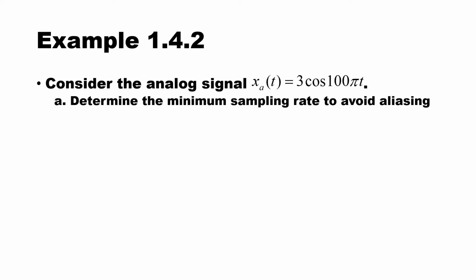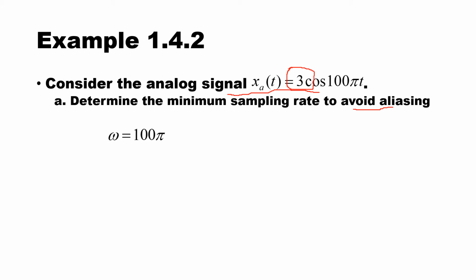Okay, then the next question, it has a few parts. First, we have a signal xa(t) is equal to 3 cos 100 pi t. That is, omega here is 100 pi. Determine the minimum sampling rate to avoid aliasing. We know that minimum sampling rate should be greater than twice the maximum frequency. So, we have to look first at what the frequency here is.